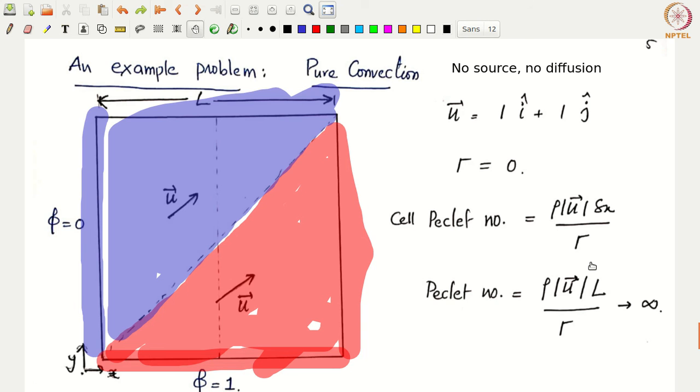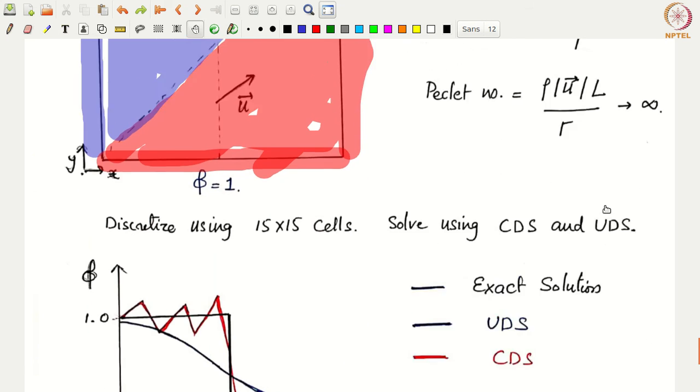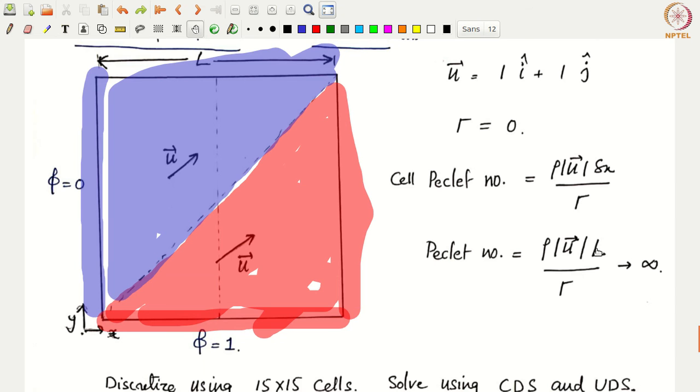This will be infinite. Or if I write a Peclet number for the entire domain, instead of calculating the length scale as delta x, if I take the length scale as capital L, this entire thing would come out to be also infinite. So the Peclet number is infinite. Then what does that mean? Then what should delta x be?